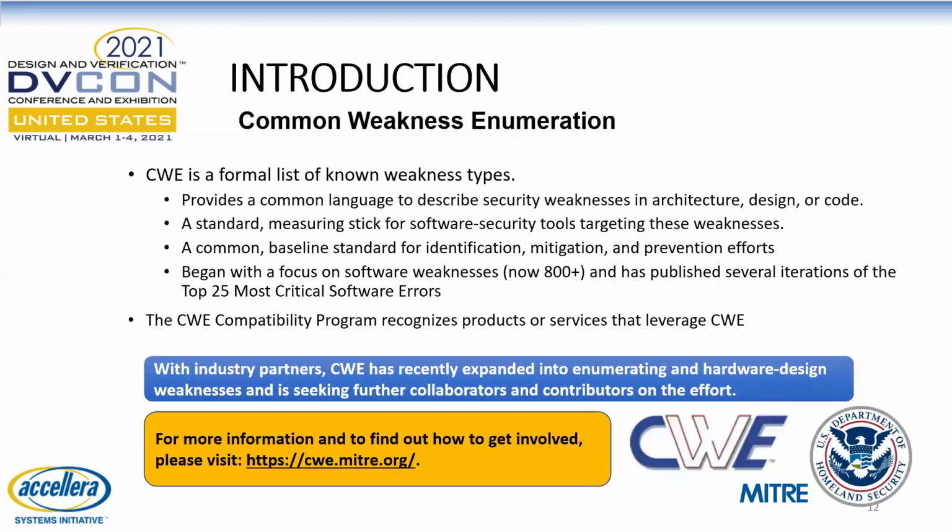The CWE is a common reference to describe security weaknesses in architecture, design, or even the code itself. It began with focus on software, but now has just passed over 100 hardware weaknesses. Industry continues to promote this common database, and new weaknesses continue to be added, some even from this IPSA workgroup. More information on the CWEs can be found at cwe.mitre.org, as shown here in the graph.